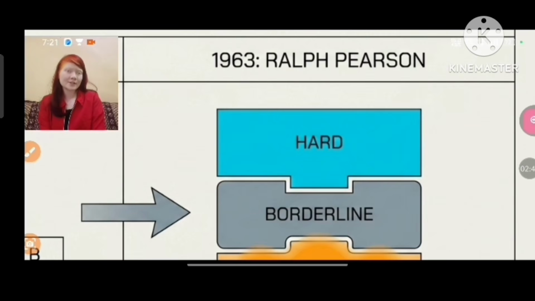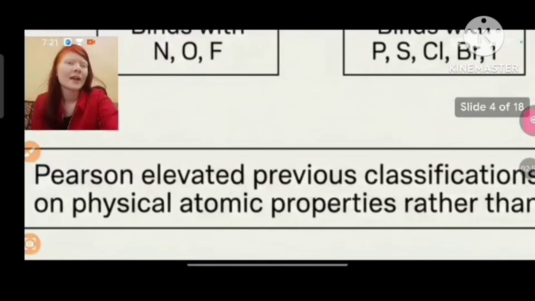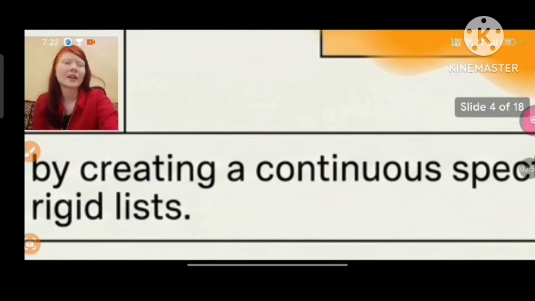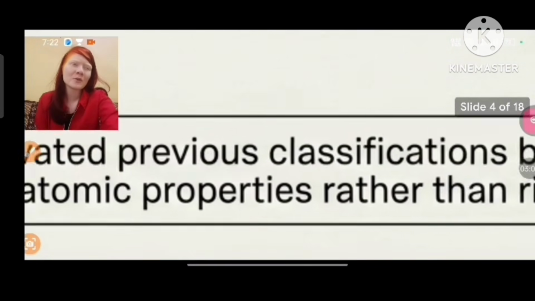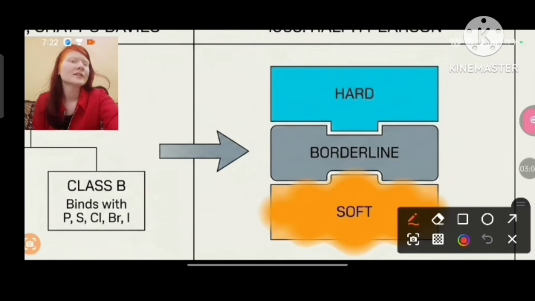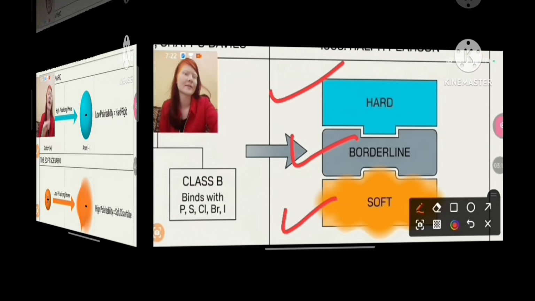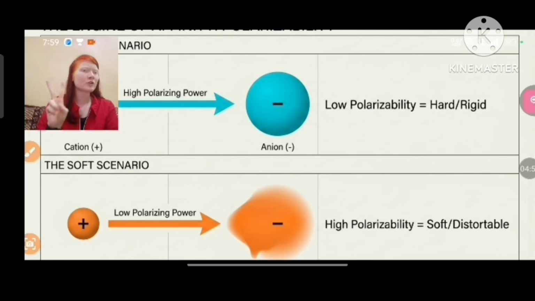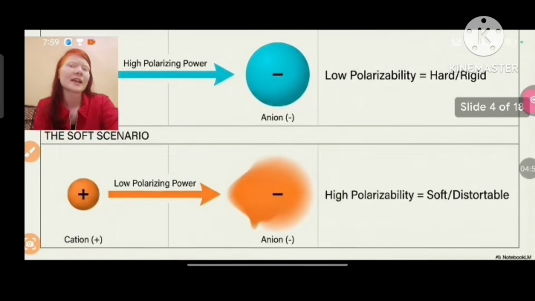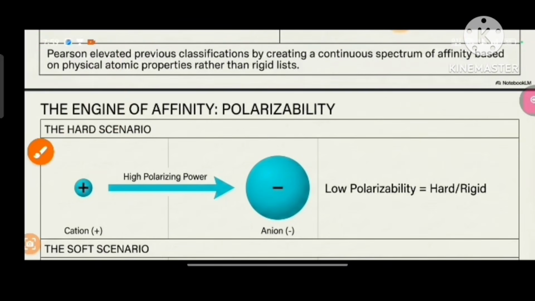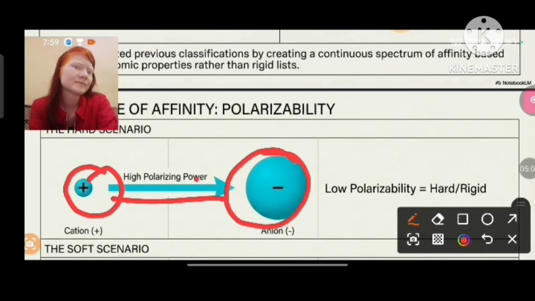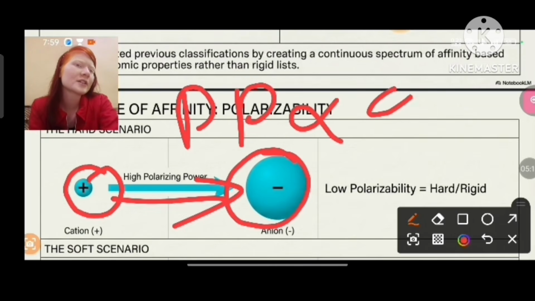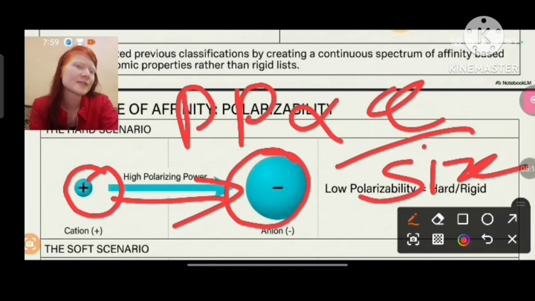After a year, in 1963, Ralph Pearson evaluated the previous classifications by creating a continuous spectrum of affinity based on physical atomic properties rather than a rigid list. So he classified three categories: hard, soft and borderline. To understand this theory, we have to understand two concepts. The first one is polarizing power and the second one is polarizability. So what is polarizing power? It is the ability of a cation to distort the anion. It is directly proportional to the charge density and inversely proportional to the size.